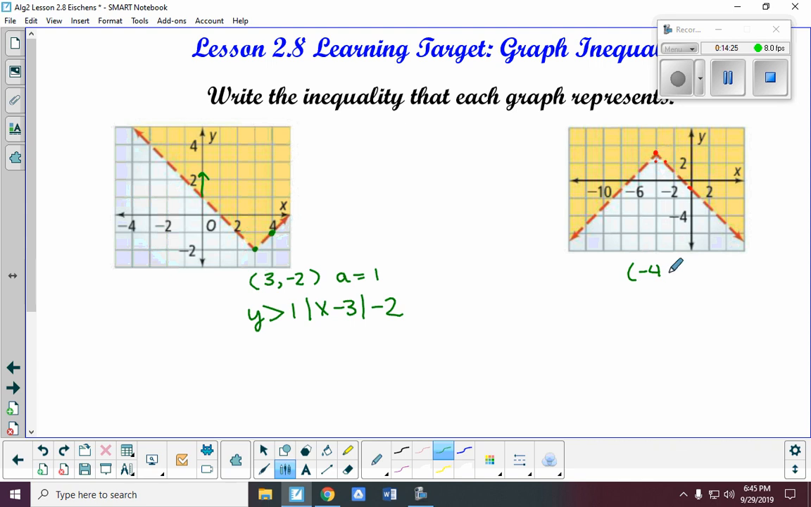The last one, this graph is counting by 2, so we're going to go back 4, up 3. And the slope here, we go down 1, over 1. So it's a negative 1. And the y-intercept, I'm looking here, this line is not solid, so it's not an equal to, but it is shaded above, so it's greater. So y is greater than negative 1 times the absolute value of x minus a negative 4, plus 3.